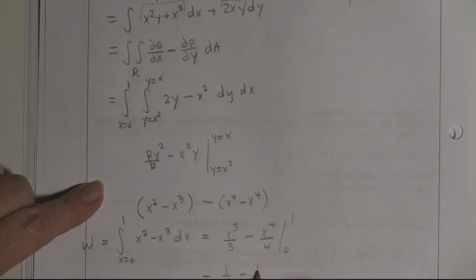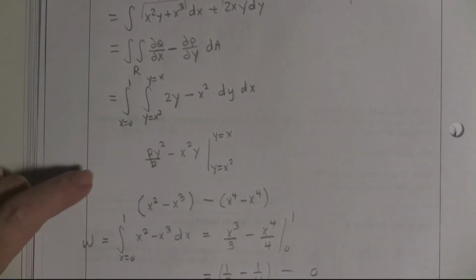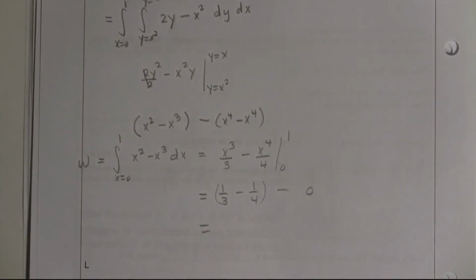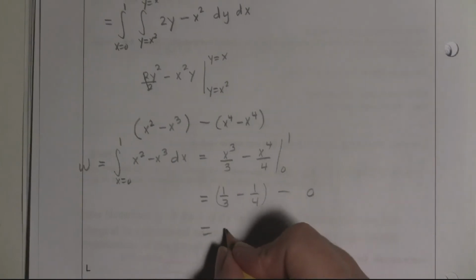1/3 minus 1/4 minus 0. And I'm just going to put that in my calculator is my plan. I think it has something to do with 12 is what I think. So I put it in my calculator and I got 1/12. What did you guys get?